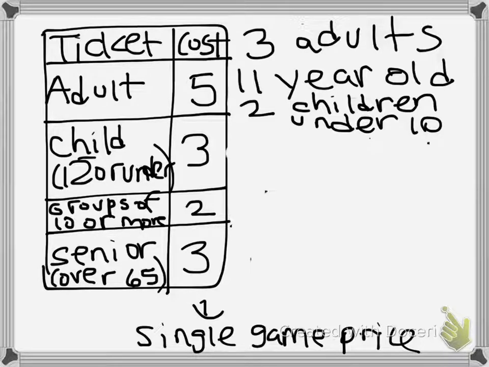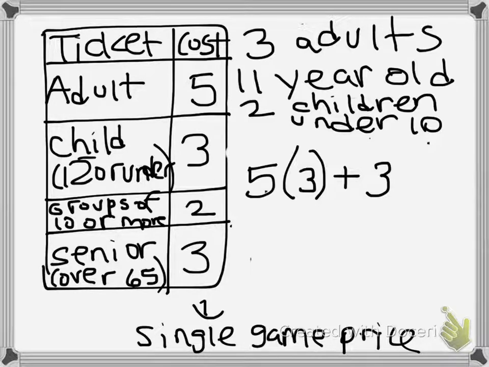So, there are 3 adults. Each ticket costs $5. So we would write 5 times 3. We're going to do the total, so we're going to add that to the price of an 11-year-old. An 11-year-old would be a child, because a child is considered 12 or under. So that would be $3. And there's only one 11-year-old.